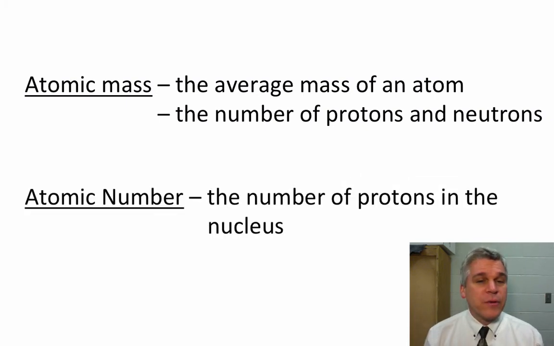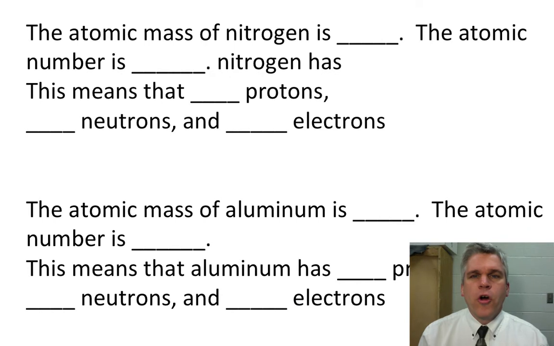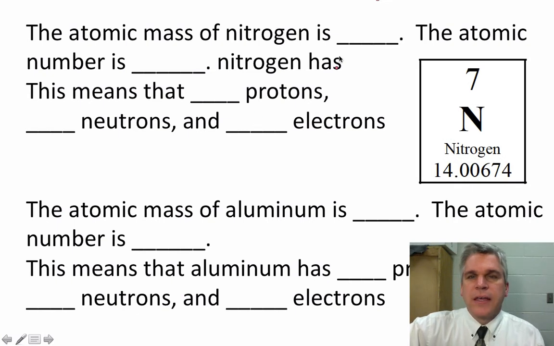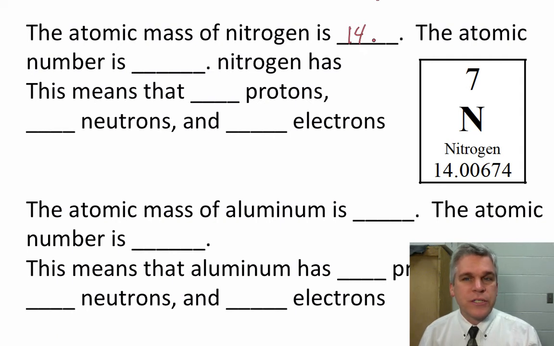So when we're using some of these numbers, oftentimes we're going to round them to the nearest whole number. The other number that we saw was the atomic number, and that is how many protons are in the nucleus of the atom. Knowing those two numbers, the atomic mass and the atomic number, we can find out how many protons, neutrons, and electrons are in an atom. For example, the atomic mass of nitrogen is 14. Now I'm just simply rounding this. It's actually 14.006. For our purposes, we just want to round all these to the nearest whole number.